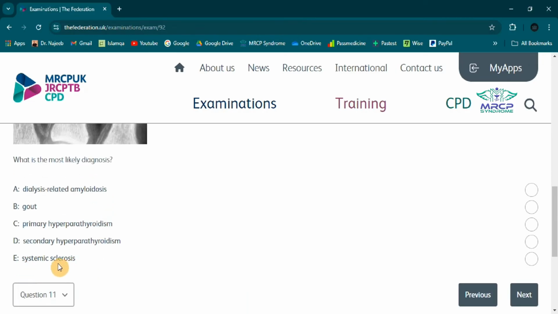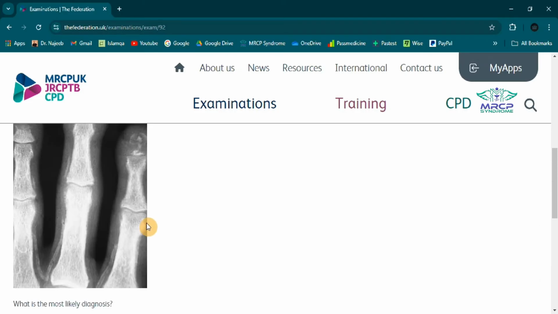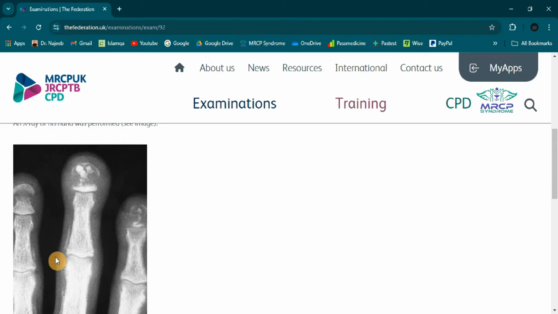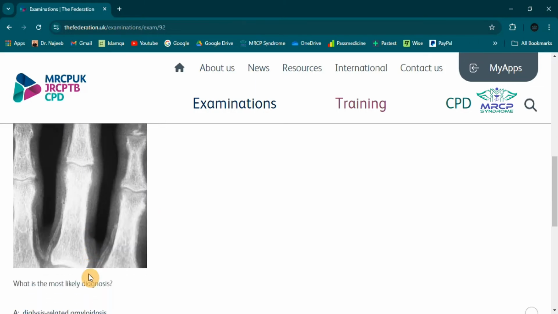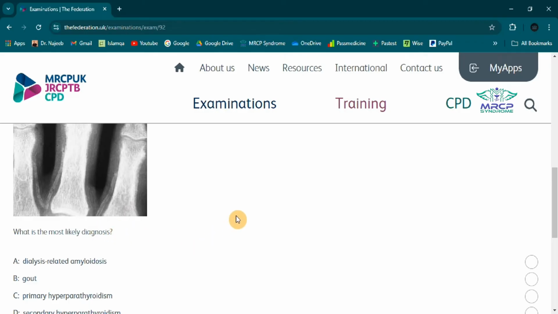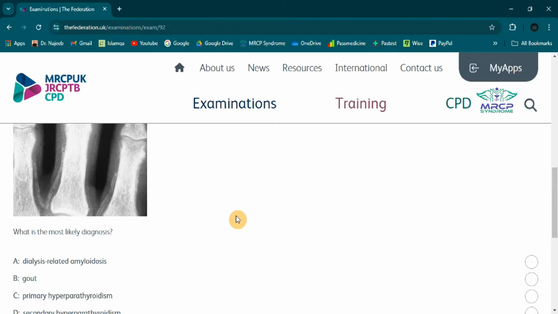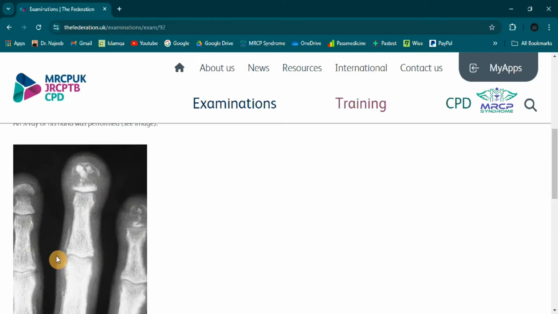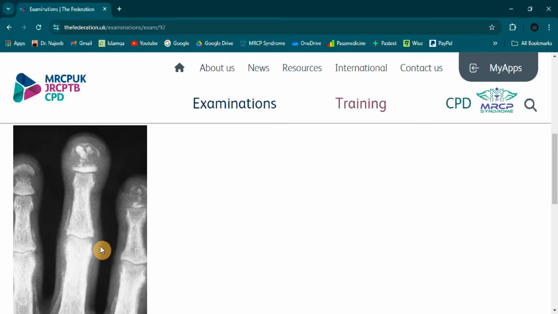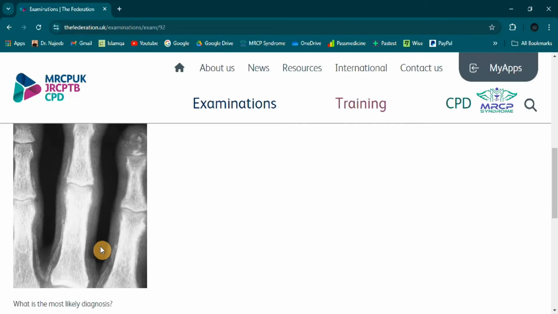Systemic sclerosis can cause vascular changes as well as soft tissue calcification, but it is not associated with subperiosteal bone resorption as well as vascular calcification. We have a distinct term known as the brown tumor. Can this radiological feature be termed a brown tumor? The destruction of the terminal phalanges, subperiosteal erosion. Yes or no? No.